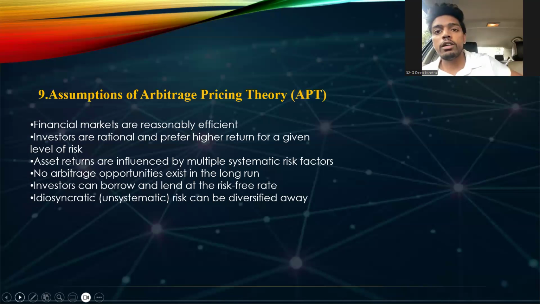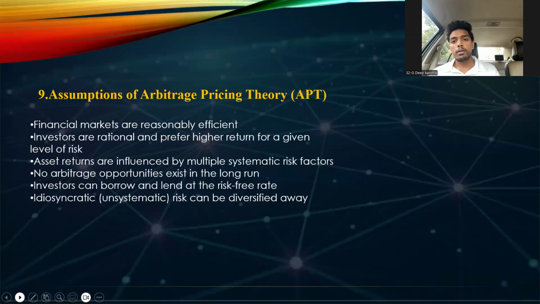Good morning, everyone. So I'll be continuing with the ninth point, that is the assumptions of the arbitrage pricing theory, or APT. Financial markets are reasonably efficient. Investors are rational and prefer higher return for a given level of risk. Asset returns are influenced by multiple systematic risk factors. No arbitrage opportunities exist in the long run. Investors can borrow and lend at the risk-free rate. Also, the last point considers that the idiosyncratic or unsystematic risk can also be diversified away.